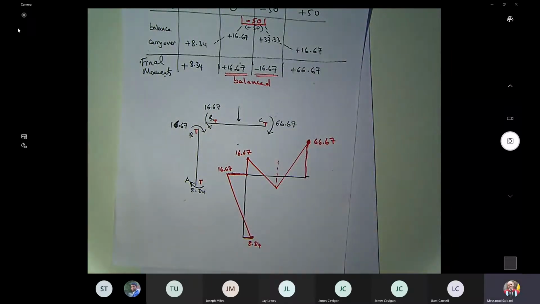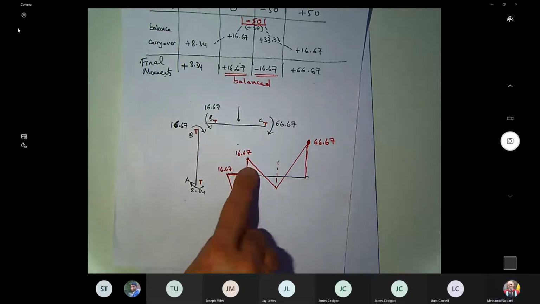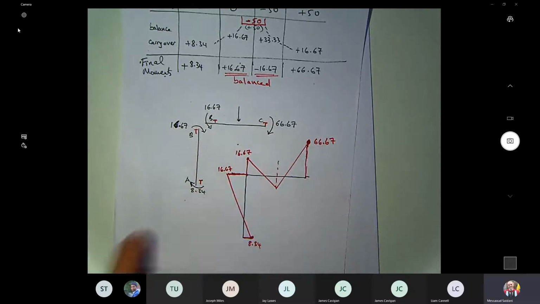And that's the bending moment diagram for the frame. Is that okay? So you plot your values on the side where there is tension. Top, top, top, okay? And then you join together.